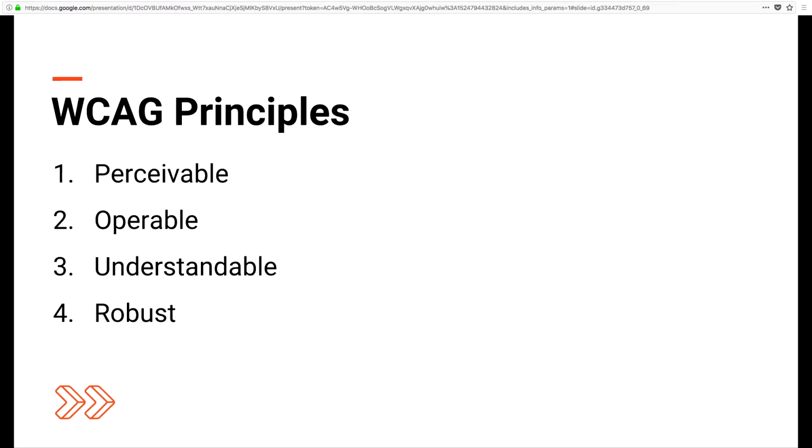WCAG divides its guidelines into 4 different principles. They're perceivable, operable, understandable, and robust. When we think of perceivable, it means that information and user interface components must be presentable to users in a way that they can perceive. And basically that means that our functionality cannot be invisible to all of somebody's senses. So examples of this are when you put alt text on images. As a sighted user, I know that this is a picture of a cat, but if I am using an assistive technology like a screen reader, I need alt text so it can describe it to me.